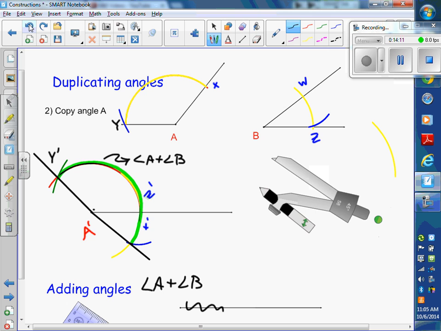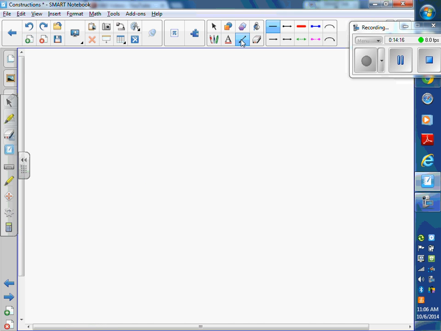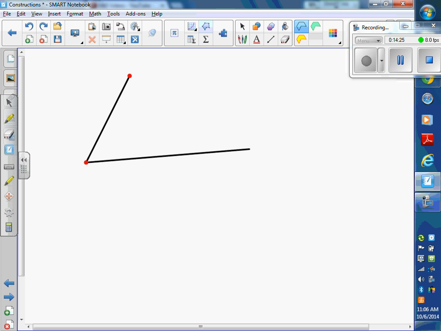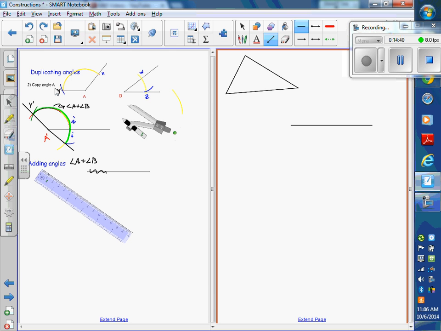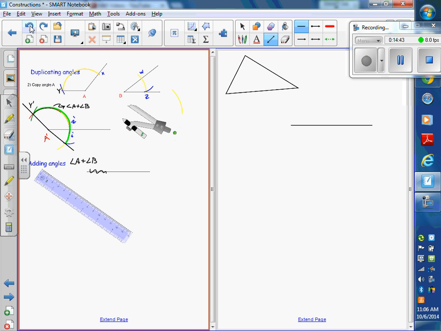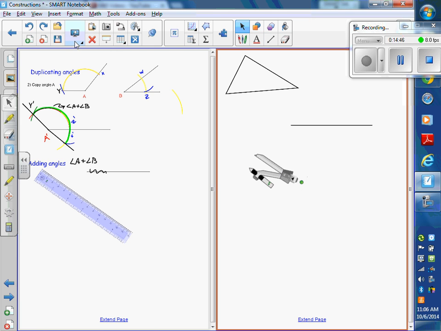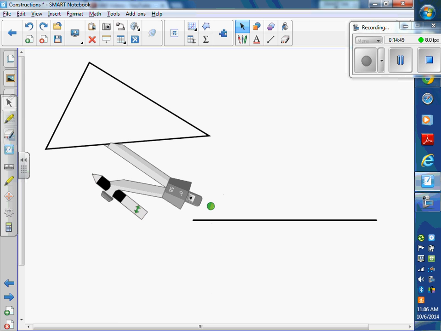Okay, last thing, copying a triangle. So, make your own triangle. Whenever they tell you to draw a triangle, try to make sure it's not symmetrical. And then to copy a triangle, start with a line. And then basically you copy the segments. Get my compass over here. So you have to copy the length of the segment.